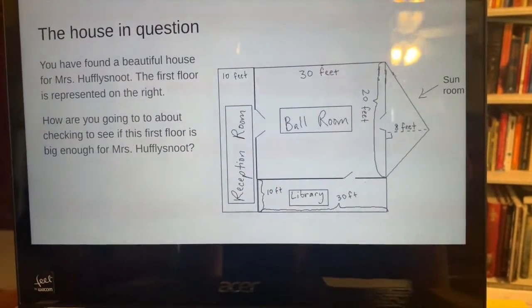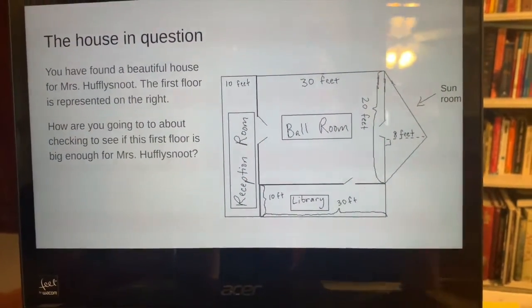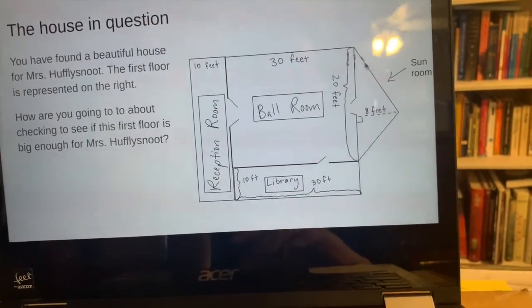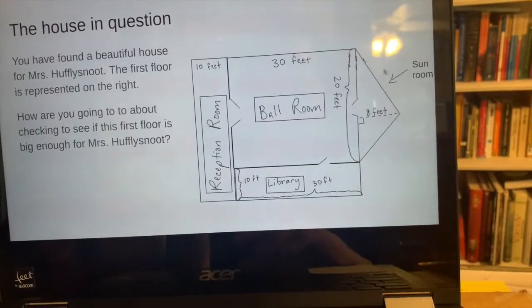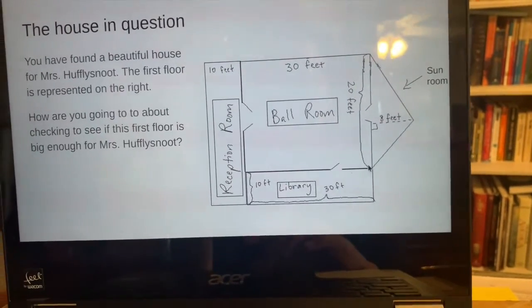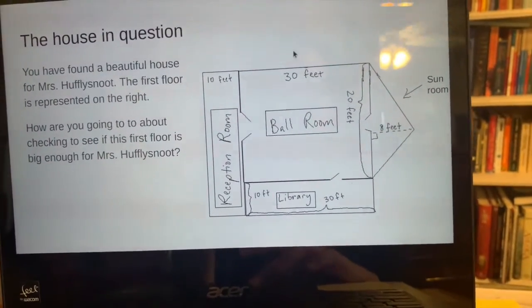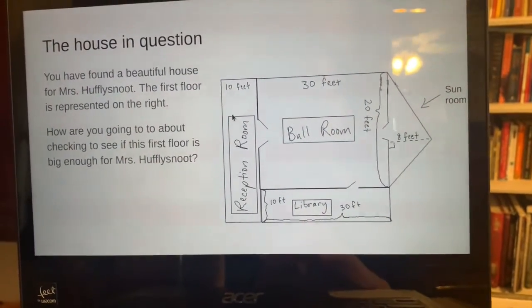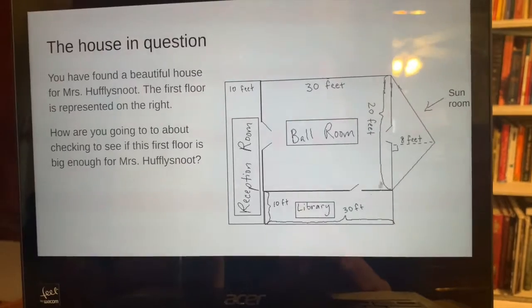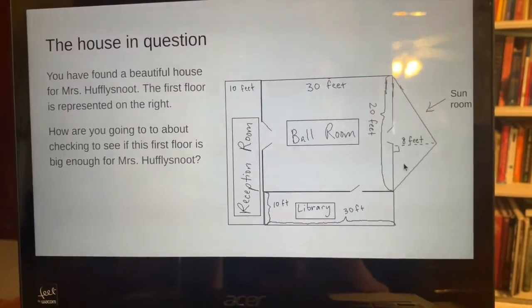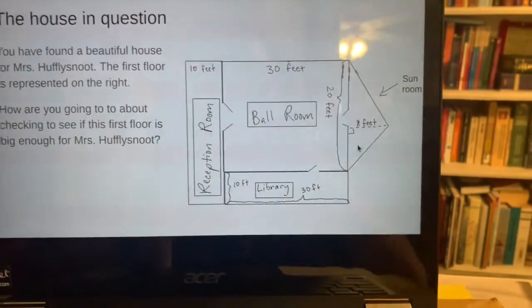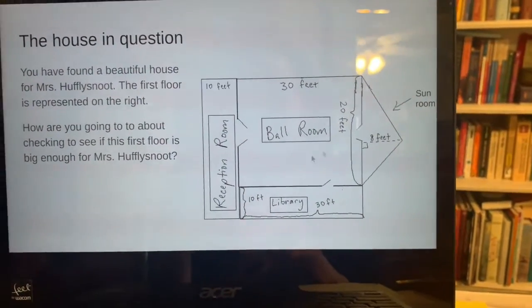So how would you go about finding the area of this shape that you've never seen before? So it's got like a rectangle part to it, but it's also got this like strange triangular room over here. So you see this floor plan's already broken down into rooms, right? It's got the reception room, the ballroom, the library, and the sunroom on the end. Lovely place. Hopefully we can sell it to Mrs. Huffleysnoot. The thing is, how are we gonna find the area of this entire floor?